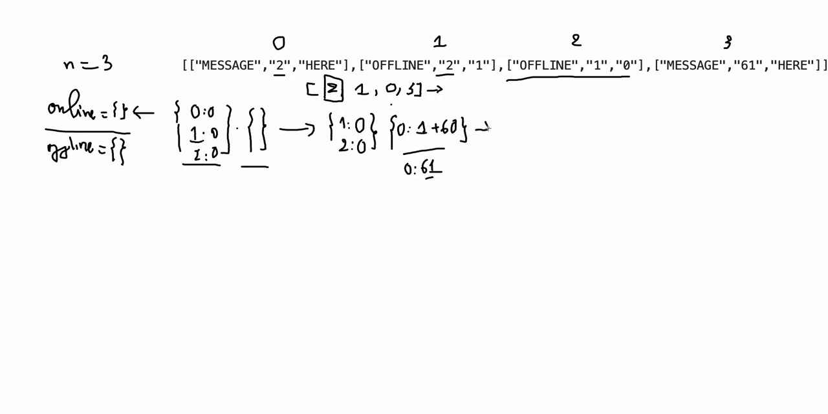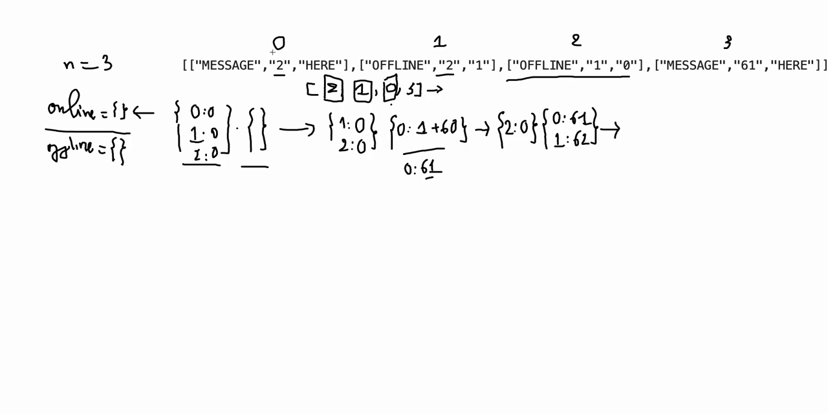Okay, so next we will process event number 1, another offline event. So what should we do? We will set user 1 off. Here user 2 is still 0, and here we have 0, 61 and 1, that is the 62, right? That is the second one. And the third one is the 0.